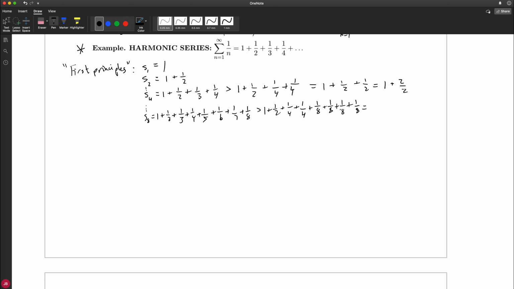And so let's see. I get 1 plus 1/2. Now notice this is another 1/2, these two 1/4 added together. And now these 4 1/8 are also a 1/2 themselves. So I have 1, 2, 3 halves, plus that leading 1 there. So this is 1 plus 3 halves, right?